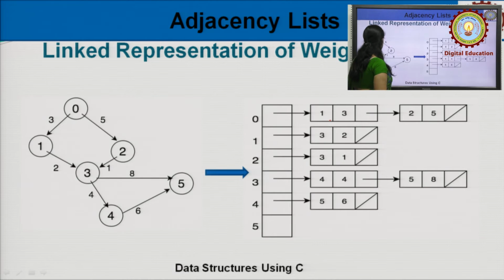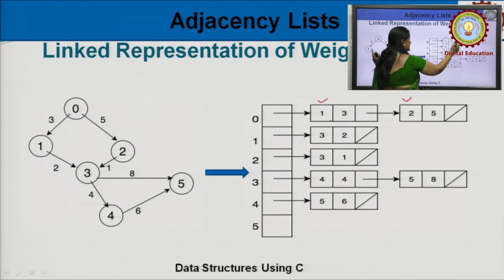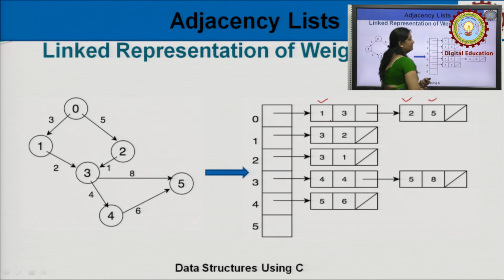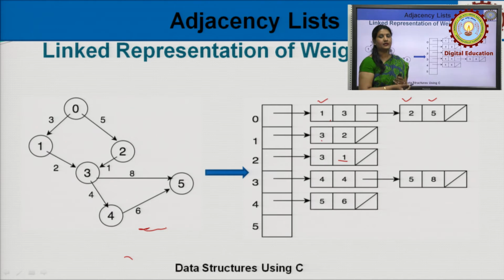0 is adjacent to 1 and 2. For 1 the weight is 3 and for 2 the weight is 5. After that it will contain a null value. Node 1 is adjacent to 3 and the weight is 2. Node 2 is adjacent to 3, weight is 1. 3 is adjacent to 4 and 5, with weights 4 and 8. After that the adjacency field will contain a null value.